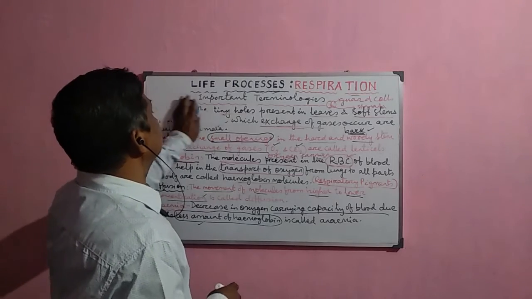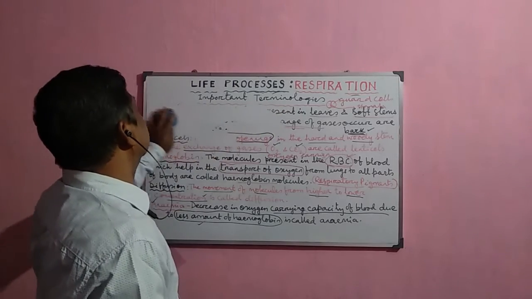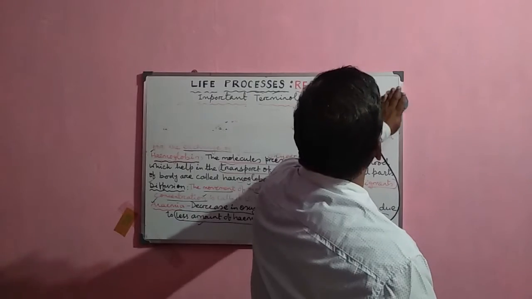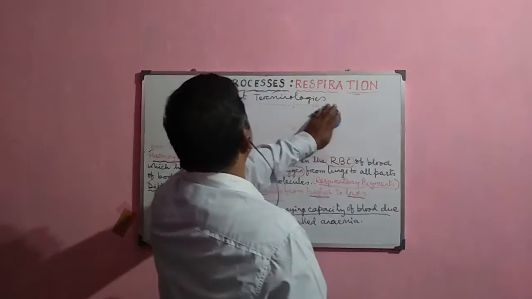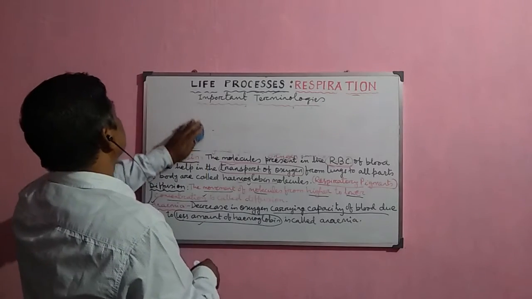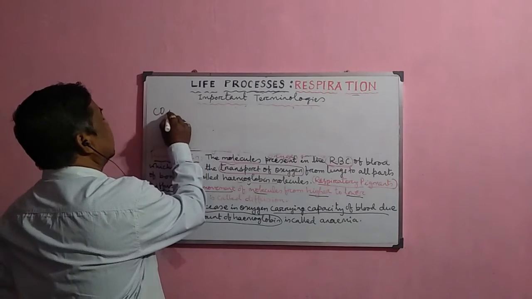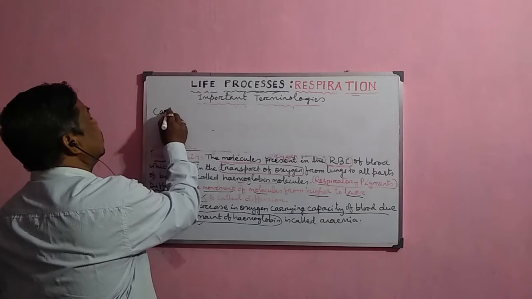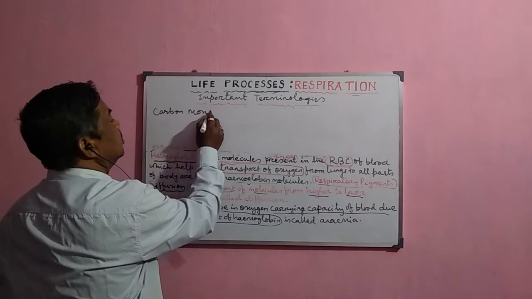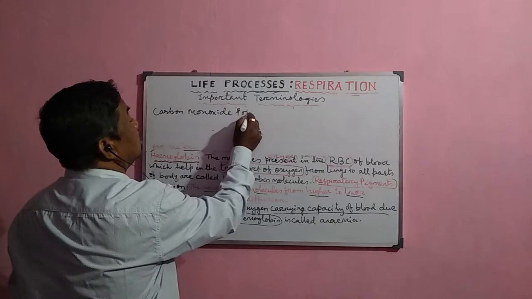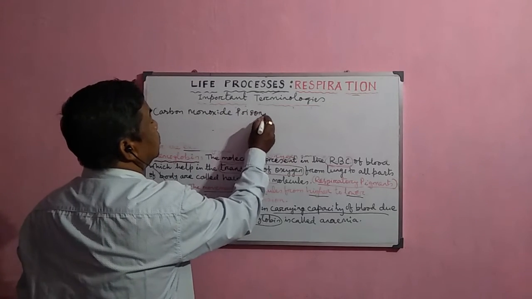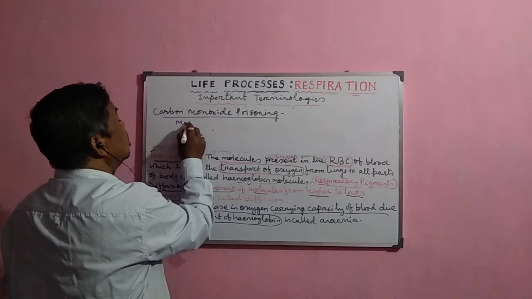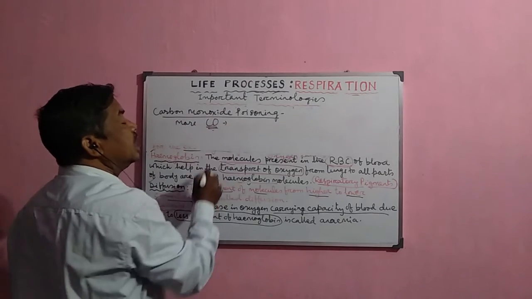But sometimes another condition occurs, called carbon monoxide poisoning. What is this carbon monoxide poisoning and when does it occur? Normally this condition occurs when more carbon monoxide is present in the atmospheric gases. This is called carbon monoxide poisoning, and it occurs when more carbon monoxide is there in the atmosphere.